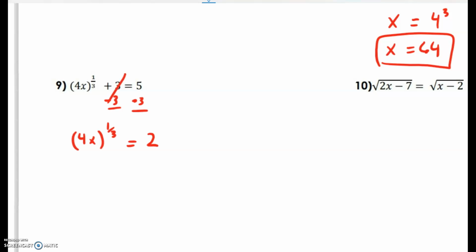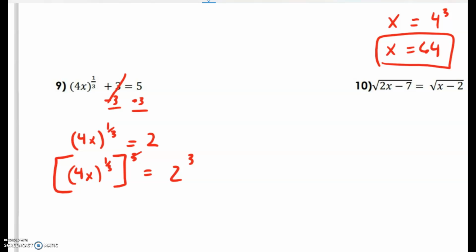All right, now that it's isolated, I want to get rid of that 1/3. And I'm going to do that by raising the left-hand side to a certain power. So if I multiplied by its reciprocal, which is 3, 1/3 times 3 is 1. So I'm taking the left-hand side, and so I don't get confused, I'm going to use a bracket this time, and I'm going to raise it to the third power. I'm going to raise the other side to the third power.